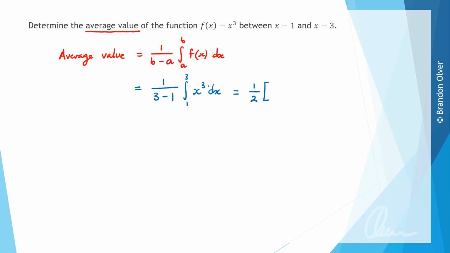And then to evaluate this integral, we find the antiderivative of x^3. So that's going to be x, and we add 1 to the power, so it's going to be x to the power of 4. And dividing by the new power gives x^4 on 4. And that's evaluated between 1 and 3.